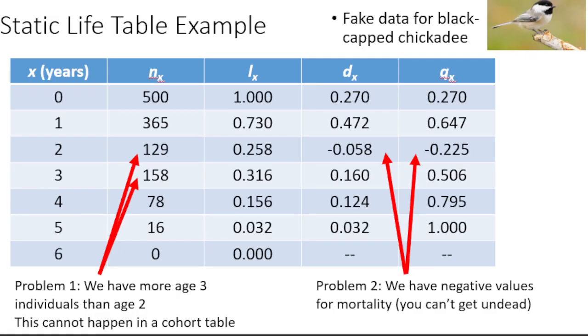And what are some problems with some static life tables? Well, there's one problem here on the left, which shows that there are more individuals at age 3 than age 2, which cannot happen in a cohort table. And there's also problem 2 on the right, which there are negative values, which you cannot have negative values for mortality. You cannot get undead.